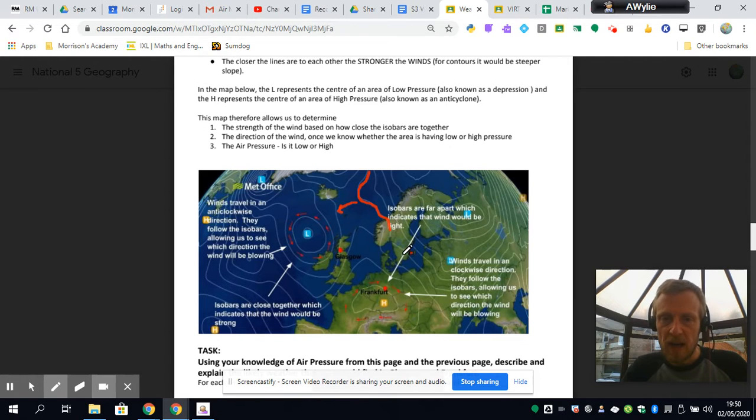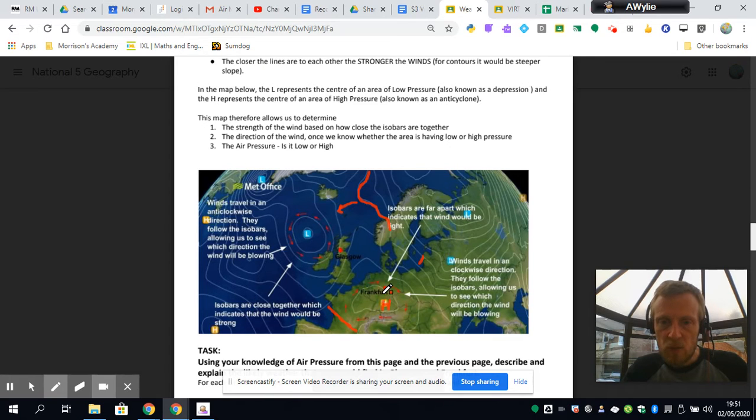We also know that when these lines are close together, like we can see here, those two lines are quite close together, we know that the winds are quite strong. Whereas when they're quite far apart, like we can see down here, well, then we know that the winds are quite weak.